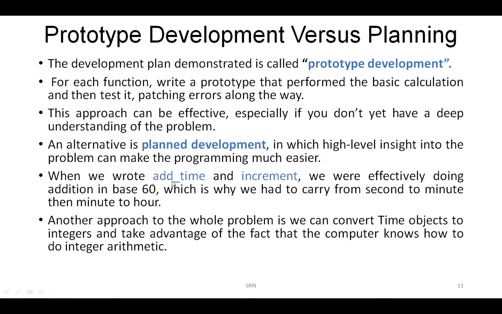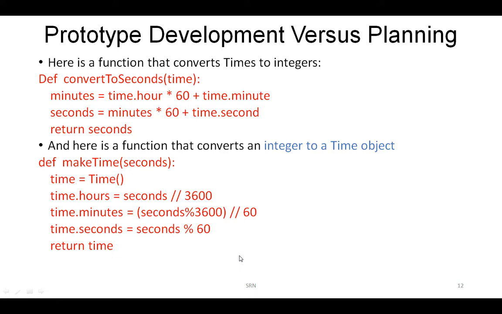When we wrote add time and increment, we were effectively doing addition base 60, which is why we had to carry some second to minute and minute to hour conversions. So another approach to the whole program is, we can convert the time objects to integers and take advantage of the fact that the computer knows how to add integers. So here is an example. Here is a function that converts times to integers.